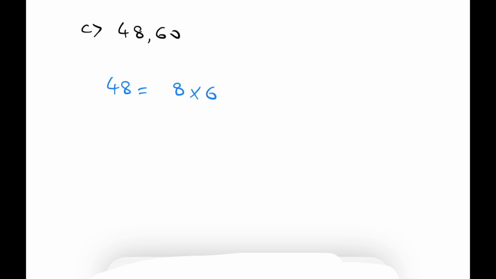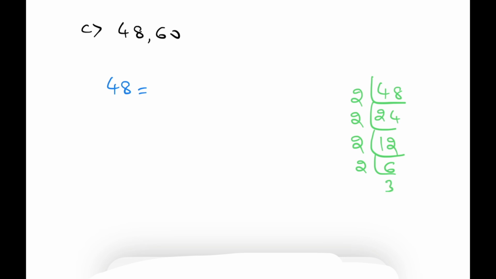That is, 48 is an even number, so it will come in the 2 table. 2 24 times 48. 24 is again an even number, it comes in the 2 table. 2 12s are 24. 12 is an even number, it comes in the 2 table. 2 6s are 12. 6 comes in the 2 table. 2 3s are 6. As 3 itself is a prime number, we can stop there itself. Now we can write this as 48 equals 2 times 2 times 2 times 2 times 3.